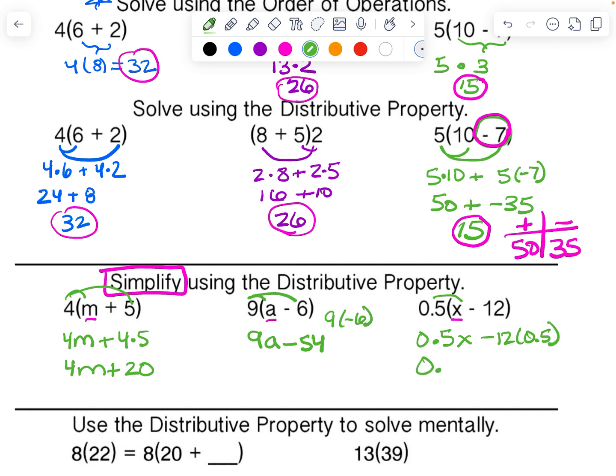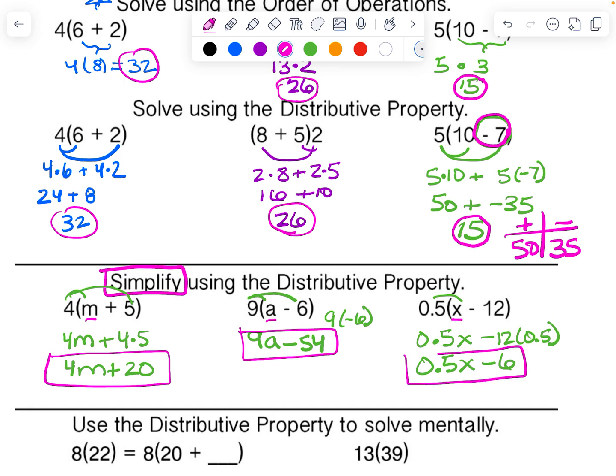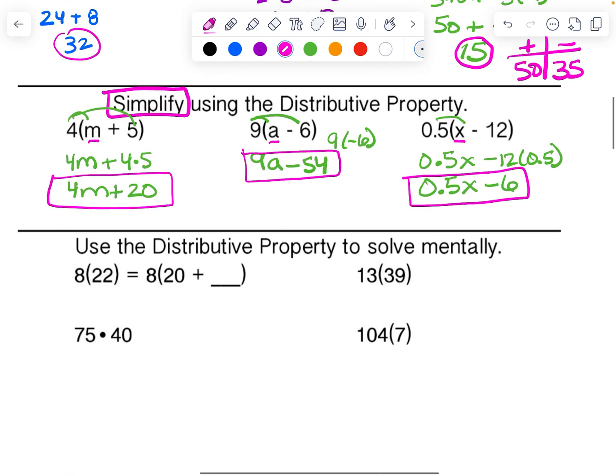All right, and then lastly, it says to use the distributive property to solve these mentally. So what can we do to get 22 here? We can add 2 to 20. So then to solve that mentally, it's easy to do 20 times 8 is 160, and it's easy to do 2 times 8, 16, and then we easily have 176 without getting a calculator out or anything. I used the distributive property.